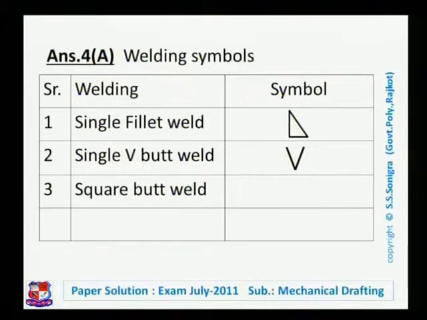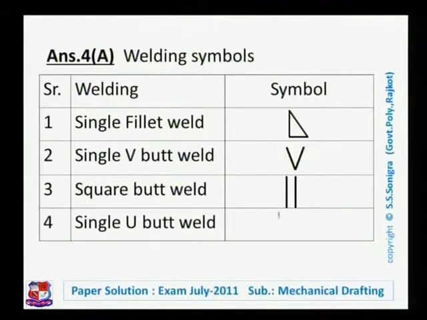Third is square butt weld, just 2 lines drawn like this. It represents it's a square butt weld. The fourth is single U butt weld, drawn like this, a U shape with a small vertical line at the bottom. This is the symbol for single U butt weld.